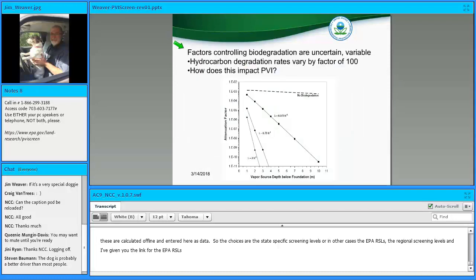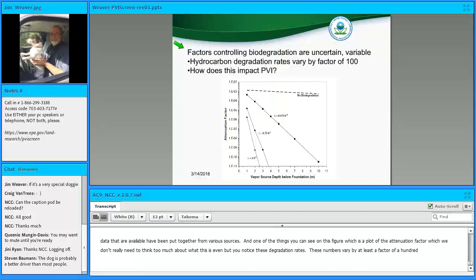Okay, so let me jump back to one slide on biodegradation. This is the one example where we're using an empirical probability distribution. And the factors that control biodegradation are uncertain and possibly variable, in that the data that are available have been put together from various sources. One of the things you can see on this figure, which is a plot of the attenuation factor, which we don't really need to think too much about, is these lambdas, which are the degradation rates. These numbers vary by at least a factor of 100.